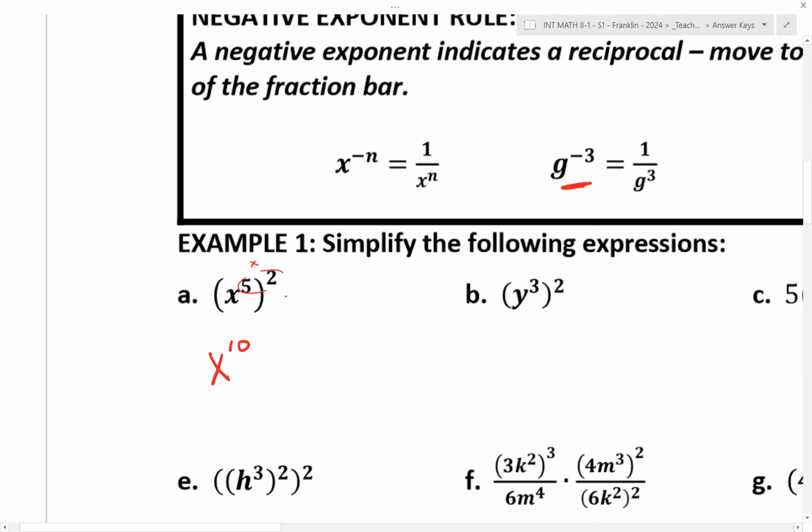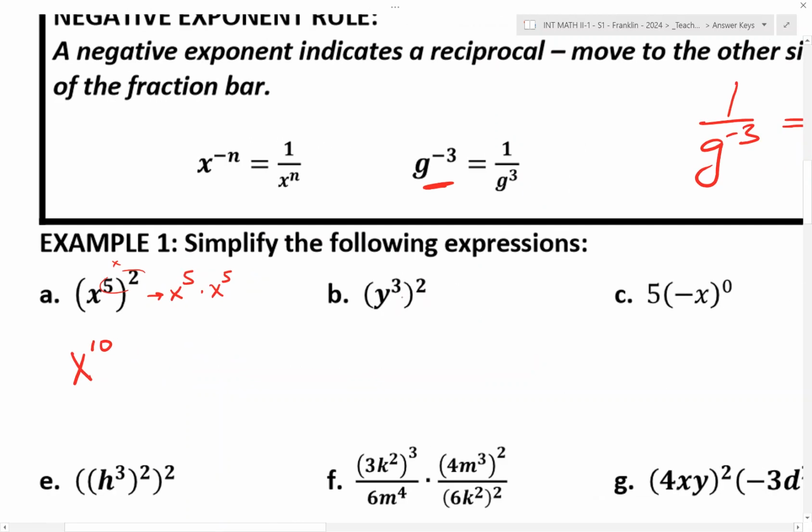And remember, you could write this out as x to the 5th twice. Right? That's what that 2 means. So you have 5 x's, 5 more x's, that's 10 x's total. Example B, very similar, 3 times 2 here, that's y to the 6th.